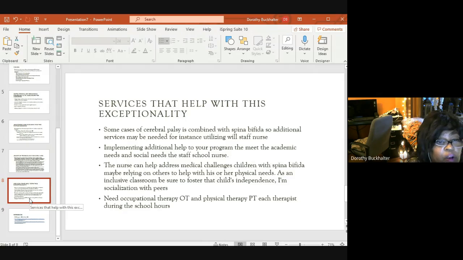Needing occupational therapy, OT, and physical therapy, PT, each therapist during school hours.